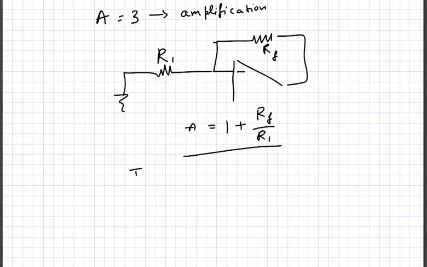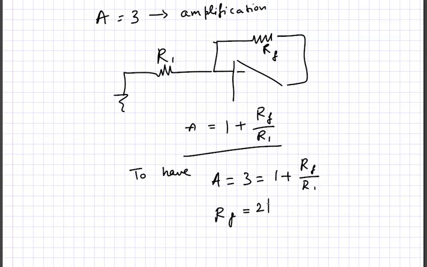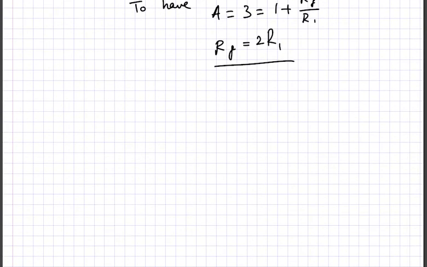To satisfy the Barkhausen criterion, A should be equal to 3, and that is 1 plus RF by R1. So RF is equal to 2 times R1. As I told you, you can set the amplification factor.